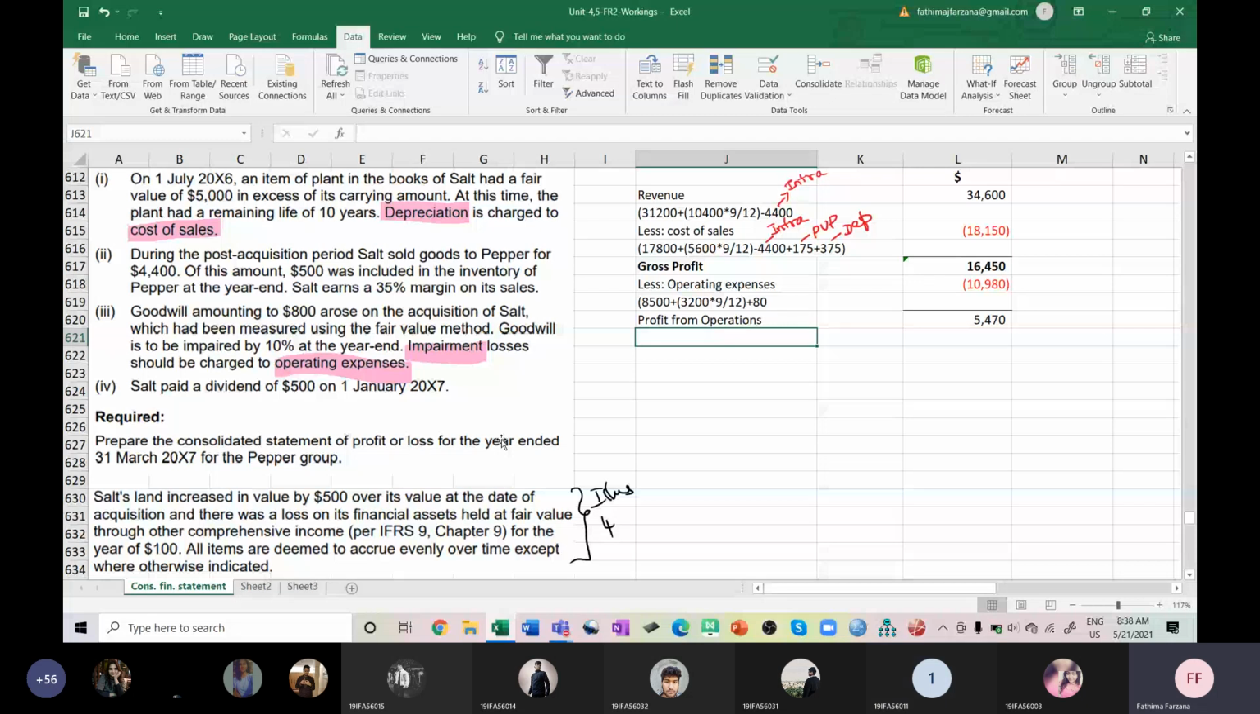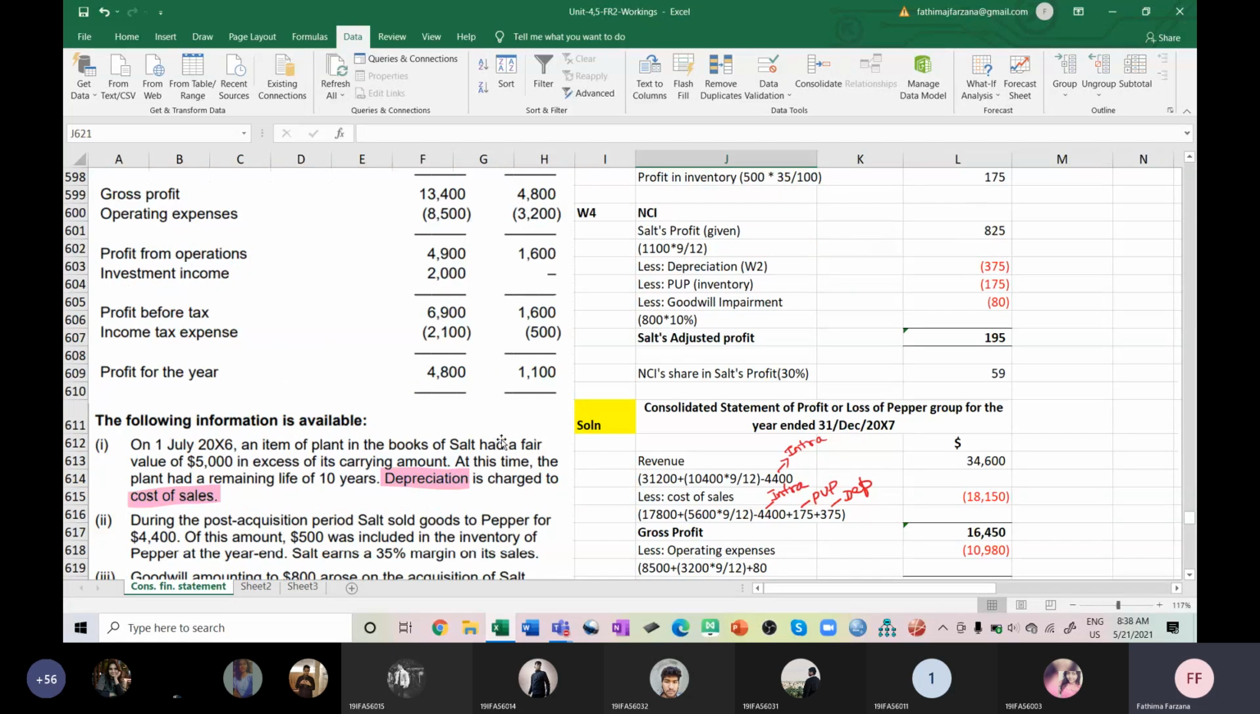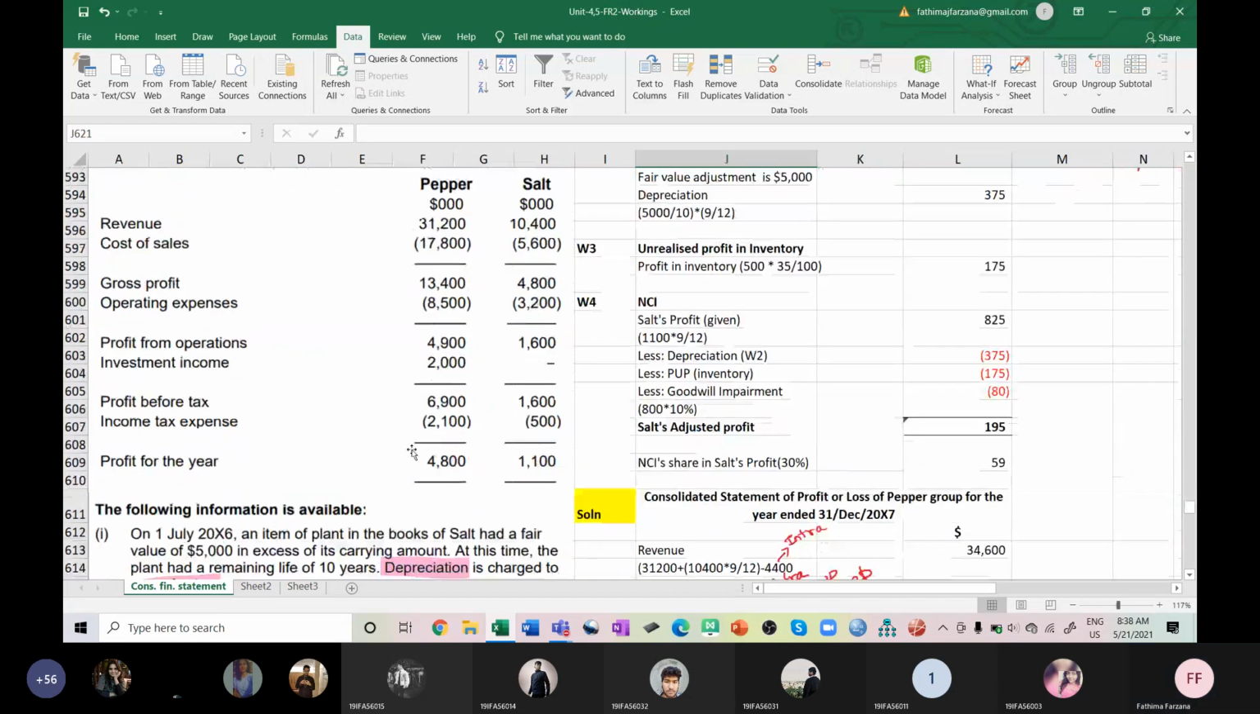70%. That part alone you will take, because in investment income, if nothing is mentioned, we have only Pepper's investment income. We are not bothered about how much is there for NCI. That is not our part. How much NCI received as a dividend? Why we didn't add here in NCI? NCI would have taken, right?